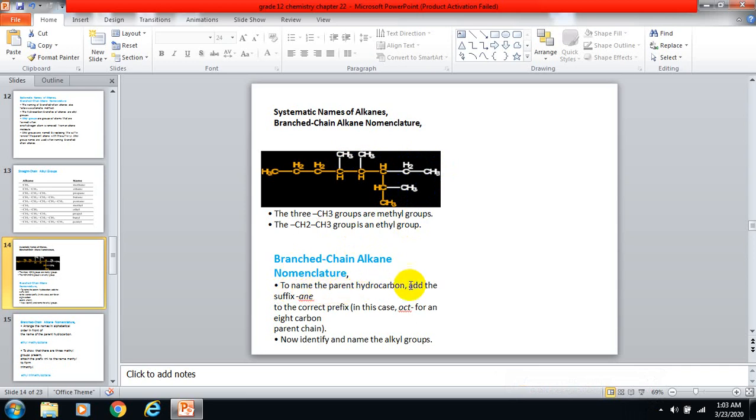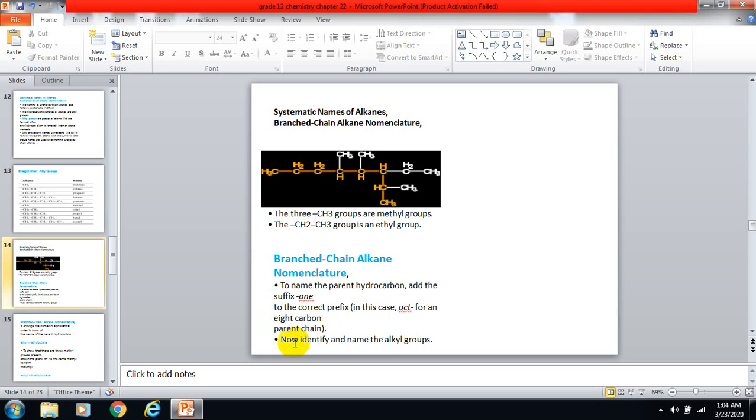Now branched chain alkanes nomenclature. To name the parent hydrocarbons, add the suffix A-N-E again, similarly to the correct prefix, in the case of OCT for an 8 carbon parent chain. 8 carbon parent chain, octa, octane, like 8. If you consider this one, 1, 2, 3, 4, 5, 6, 7, 8. Or from here, 1, 2, 3, 4, 5, 6, 7, 8. Got the idea?